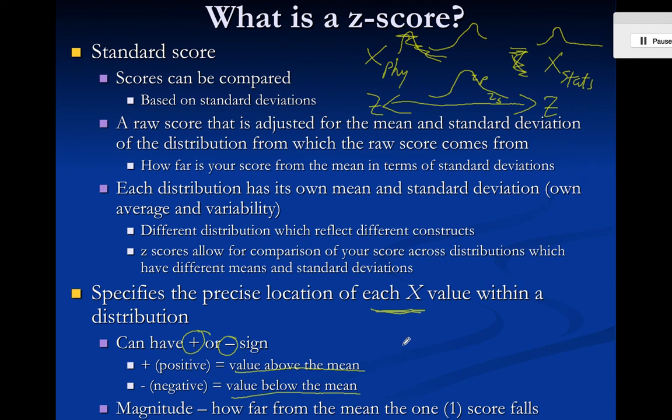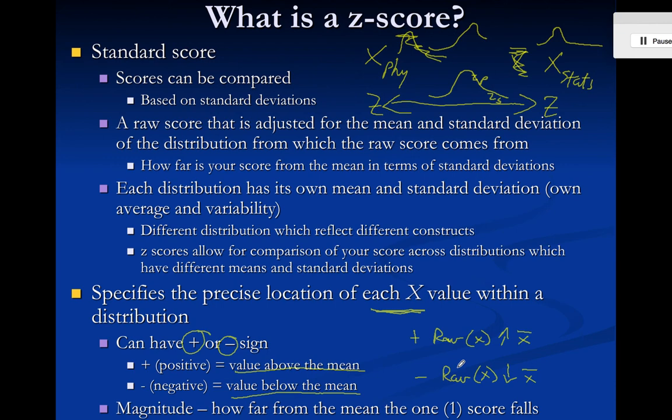Okay, so I'll say that again. If we have a positive z-score, your raw score, and what do I mean by your raw score? I mean your x-value. So your score is above the mean. Okay, that's what we're talking about. Negative, your raw score, your x-value again, below the mean, okay? That's the only thing that you need to know about the positives and the negatives.